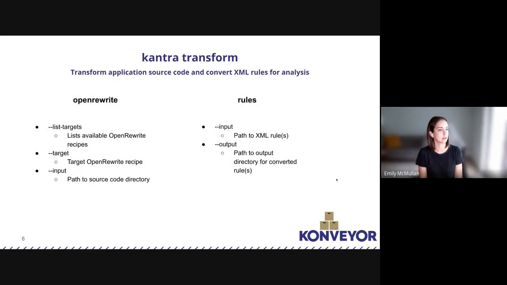Okay, so our transform command, as mentioned before, has two subcommands, open rewrite and rules. The open rewrite command, you can list available target recipes that we have and then apply one of the targets to our source application to transform the source code. Our rules command is pretty simple. Again, it's essentially the windup shim convert command, so you can specify the path to your XML rules and then the output directory for the converted rules.